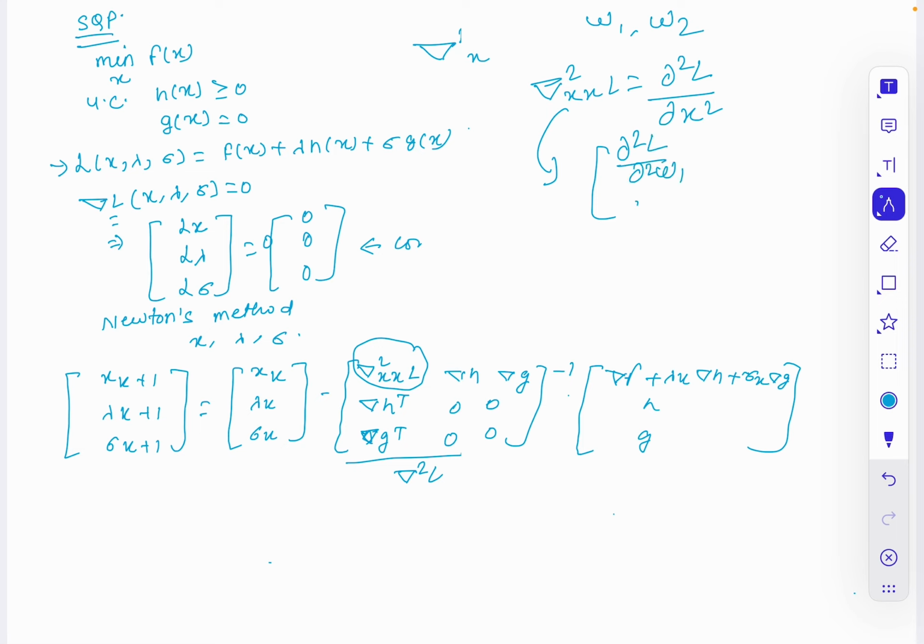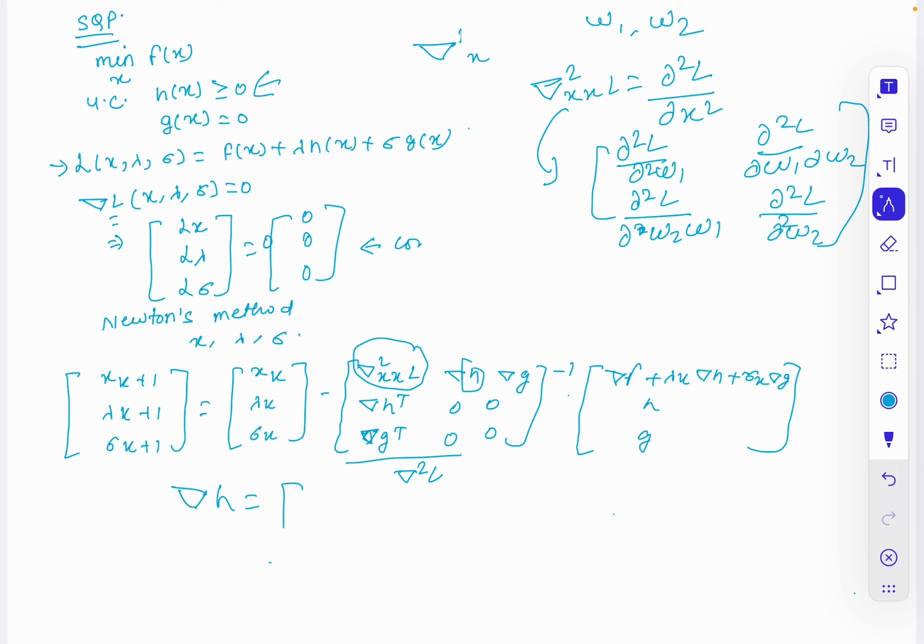This is the gradient of h. H is our equality constraint. How do we find the gradient of h? For example, let us say we are again discussing the two asset case. In the two asset case, this gradient will be dh by dw1 and dh by dw2. Okay, right? Similarly you can find this one.